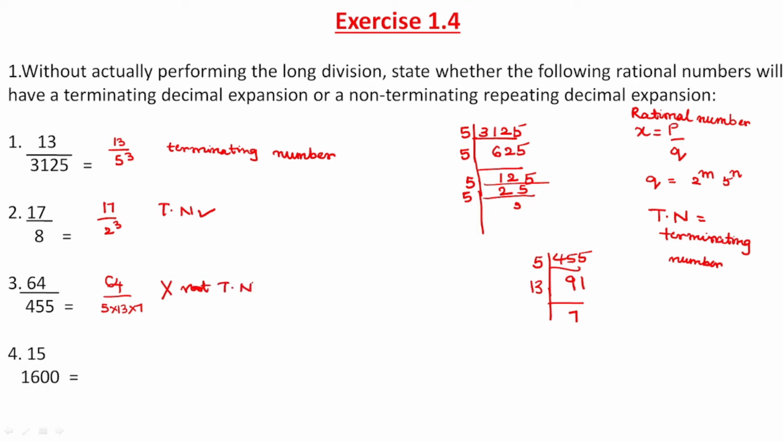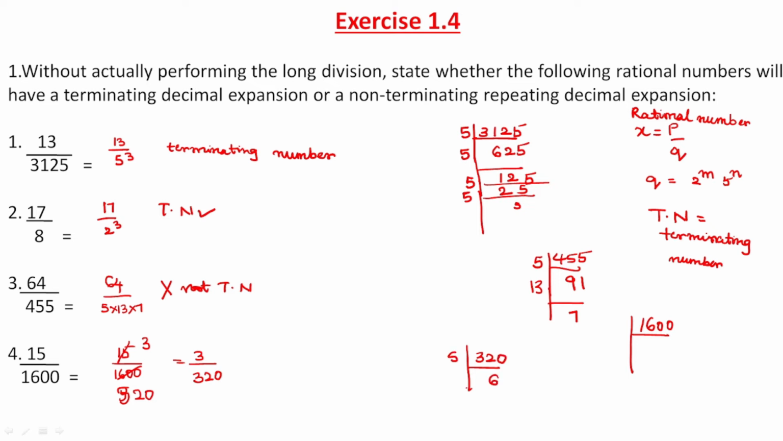Then 15 upon 1600. And basically we can simplify this further. 15 is divisible by 3. 3 5s are 15, 3 2s are 10... 5 3s are 15, 5 2s are 10... So this is like 3 upon 320. So we only have to find the prime factors of 320 now.